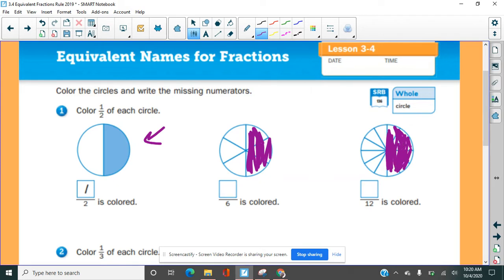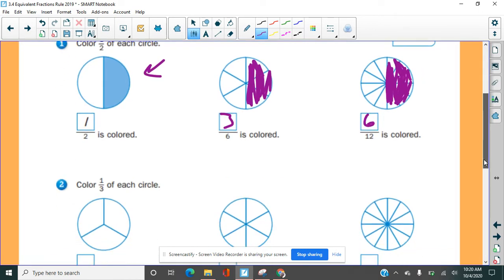Okay, so now we can look at the numbers, right? We colored the exact amount that was shown here. So what have we colored here? 1, 2, 3 out of 6. What have we colored here? 1, 2, 3, 4, 5, 6 out of 12. Okay, so these are examples of equivalent fractions. We'll talk about these in just a moment.